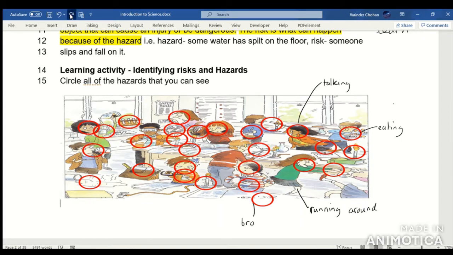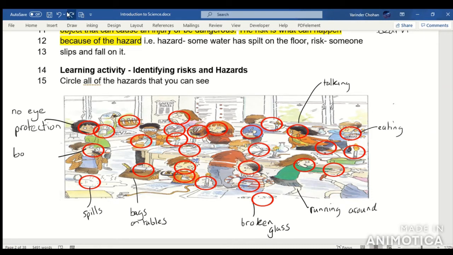There is broken glass on the table. There are chemical spills. There are bags and paper on the table. This student is wearing no eye protection. This student is looking directly into an experiment.